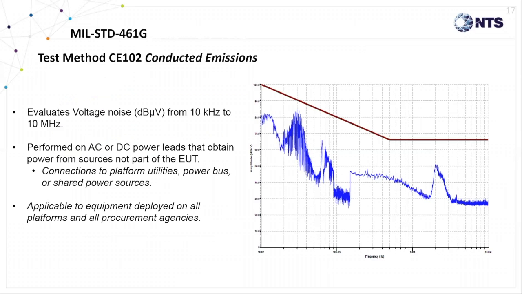Now the second method here is CE102. This measures the conducted voltage emissions produced by the EUT and coupled onto the platform power utility lines. Again, power sources not part of the EUT. And CE102 is applicable to all platform installations and procurement agencies across the board.